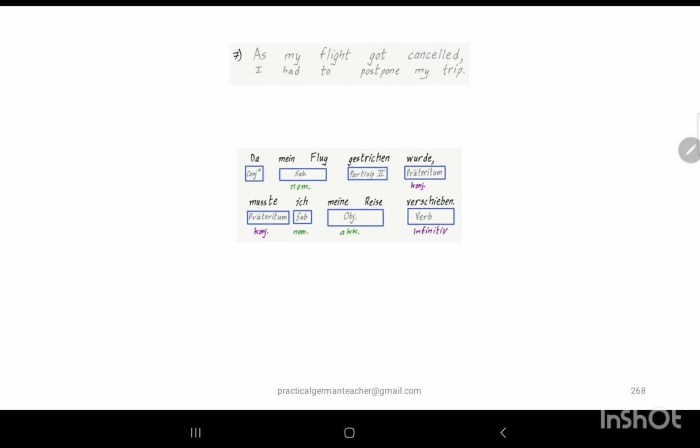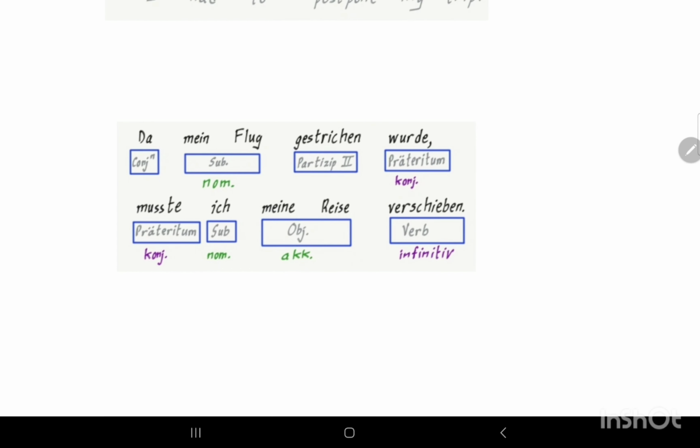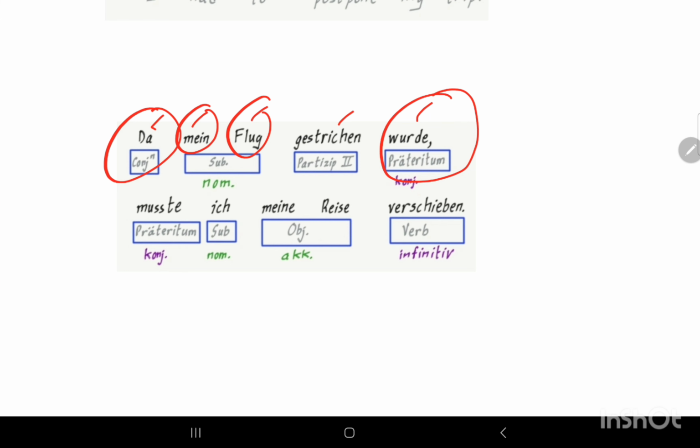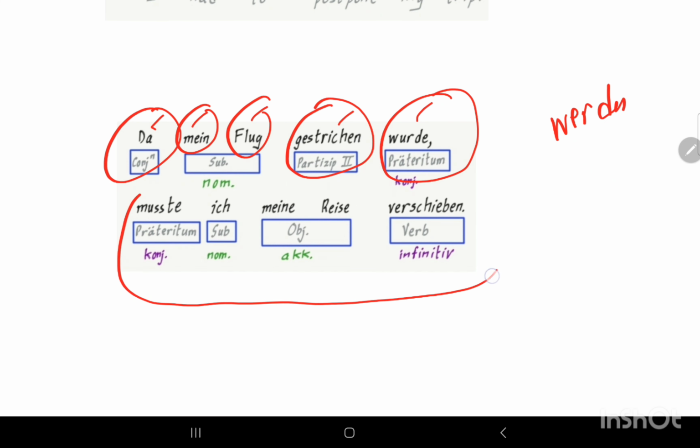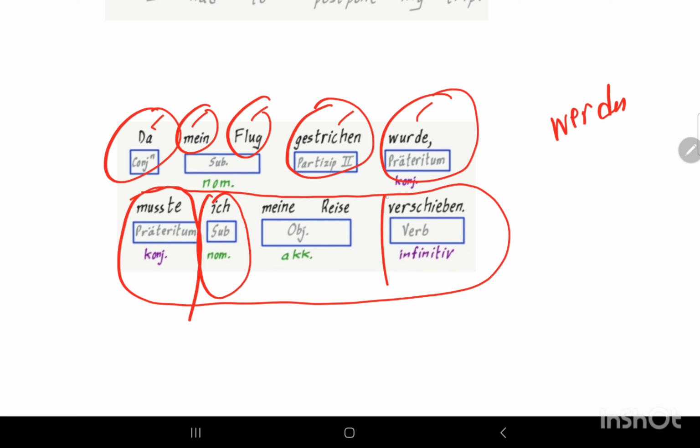So as my flight got cancelled, I had to postpone my trip. How do you say this? Da mein Flug gestrichen wurde, like a conjunction. So mein Flug wurde gestrichen, right? This is the Präteritum of werden. Gestrichen is Partizip zwei of cancelled. Musste ich meine Reise verschieben. Here this is the Nebensatz. In Nebensatz, the conjugated verb comes at the last position. What happens is that the conjugated verb and the subject get interchanged. Normally you have ich musste meine Reise verschieben. Here you just have musste and then ich.